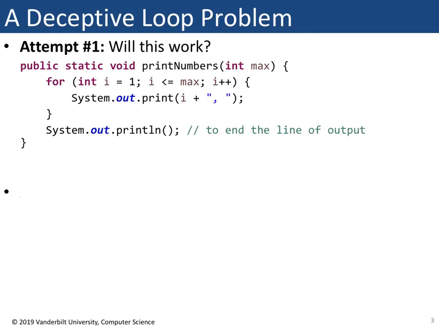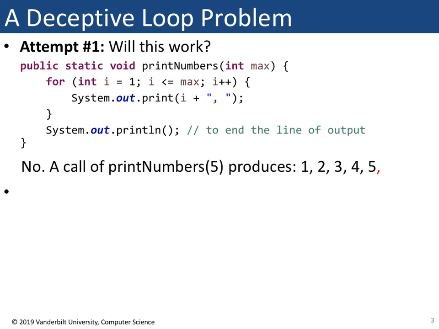Okay, does this work? Is this a viable solution? Sadly, no. The reason is, if we think through this, let's say we pass it the number 5 as the max. So the first iteration through the loop, i equals 1, and we test to see if 1 is less than or equal to max. Max is 5, yes, 1 is less than or equal to 5, therefore we do the first iteration of the loop. We print out 1 followed by a comma. We see that here, 1 followed by comma.